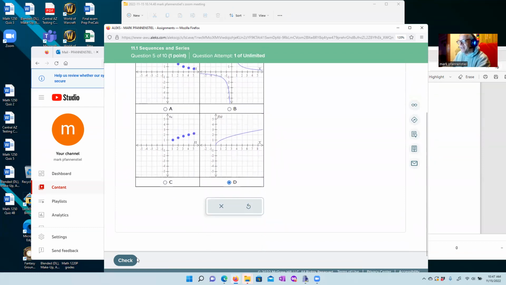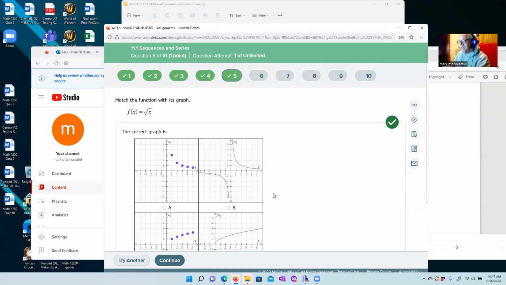So you see what the difference is, and that's all they're really asking us to do: distinguish between two ideas, function with real numbers versus sequence with natural numbers. That's it.